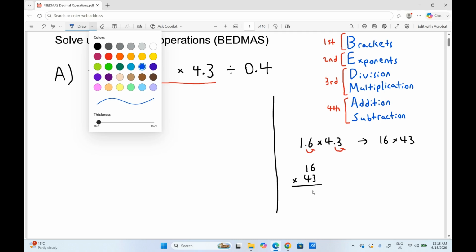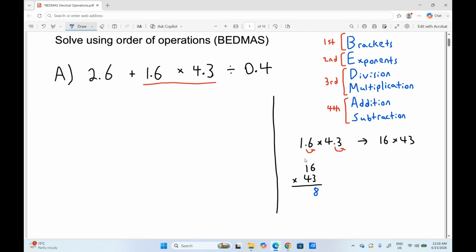So 3 times 6 is 18. So I got an 8 here and a 1 here. 3 times 1 is 3, plus the 1 here, that's 48. Now I'm going to add a place value holder. 4 times 6 is 24, so I got a 4 here and a 2 here. And 4 times 1 is 4, plus the 2 that I'm carrying, that's going to be a 6. Now I add these together. 8 plus 0 is 8, 4 plus 4 is 8, 6 plus 0 is 6, so now I got 688.